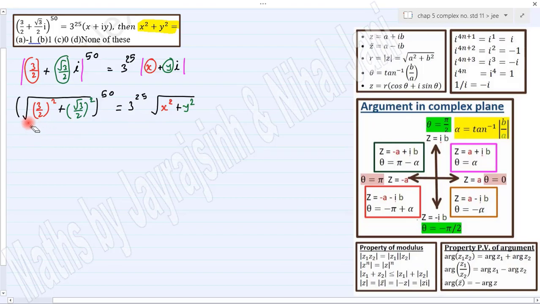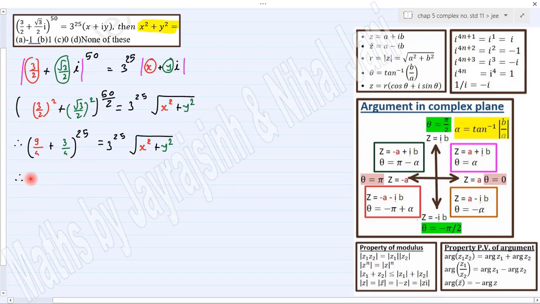Now on the left hand side, this under root can be rewritten as half power, so we will get (3 by 2) the whole square, which will be 9 by 4, plus (root 3 by 2) the whole square, which will be 3 by 4, the whole raised to the power half. Your right hand side will be as it is.